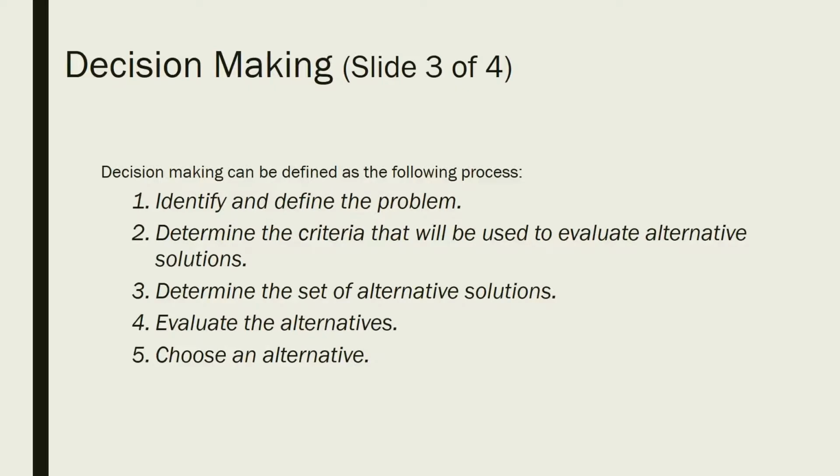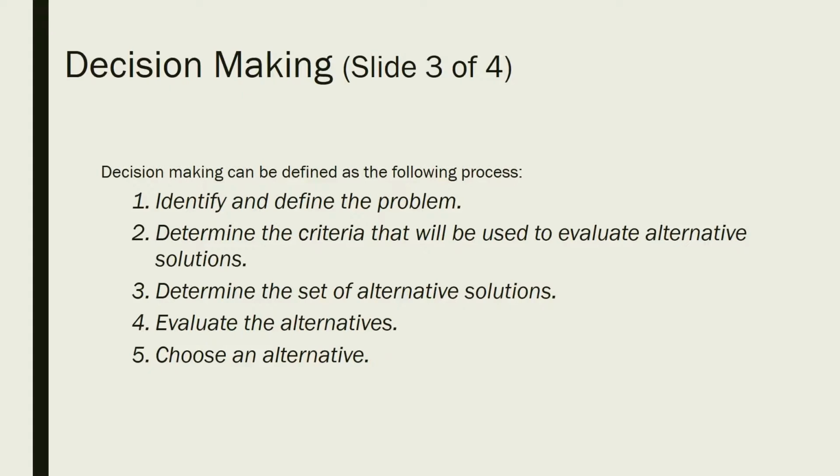Regardless of the level within the firm, decision making can be defined as the following process. We have five steps. First is identify and define a problem. Second is determine the criteria that will be used to evaluate alternative solutions. Third is determine the set of alternative solutions. Fourth is evaluate the alternatives. And the last one is choose an alternative.